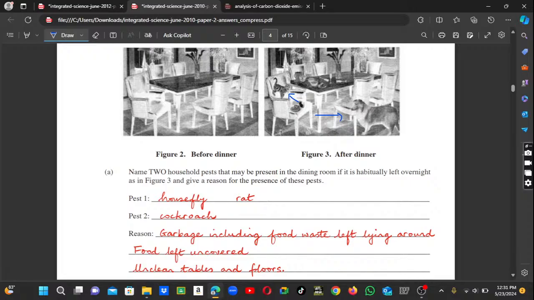Good. Alright, so what is the reason here? We know that garbage would include food waste left lying around. Food left uncovered, we're talking about unclean tables and floors.